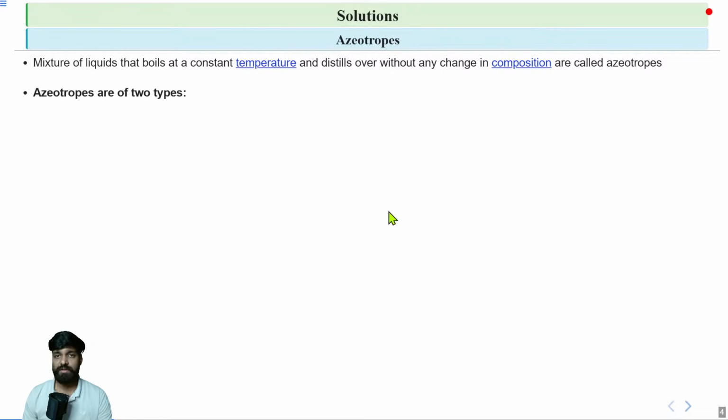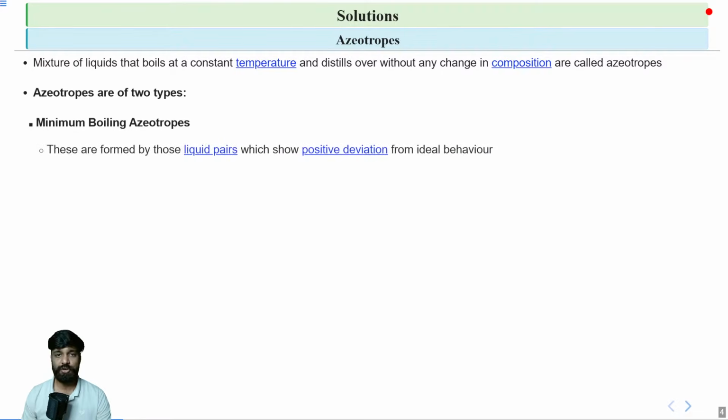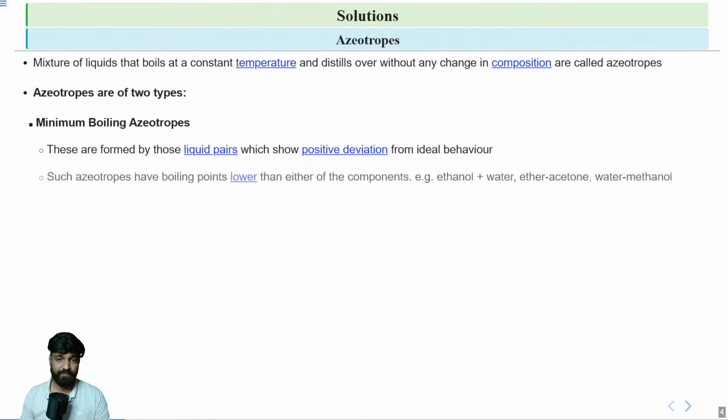First one is minimum boiling azeotropes. What are minimum boiling azeotropes? These are formed when the liquid pairs show positive deviation. We have learnt about this positive deviation in the previous class, where we said that those which show a greater value than the value calculated from Raoult's law are said to show positive deviation.